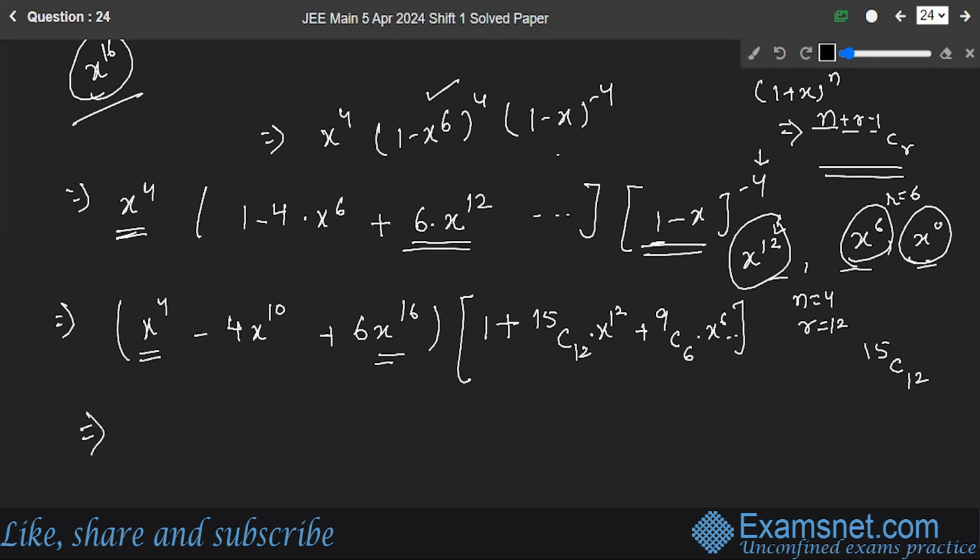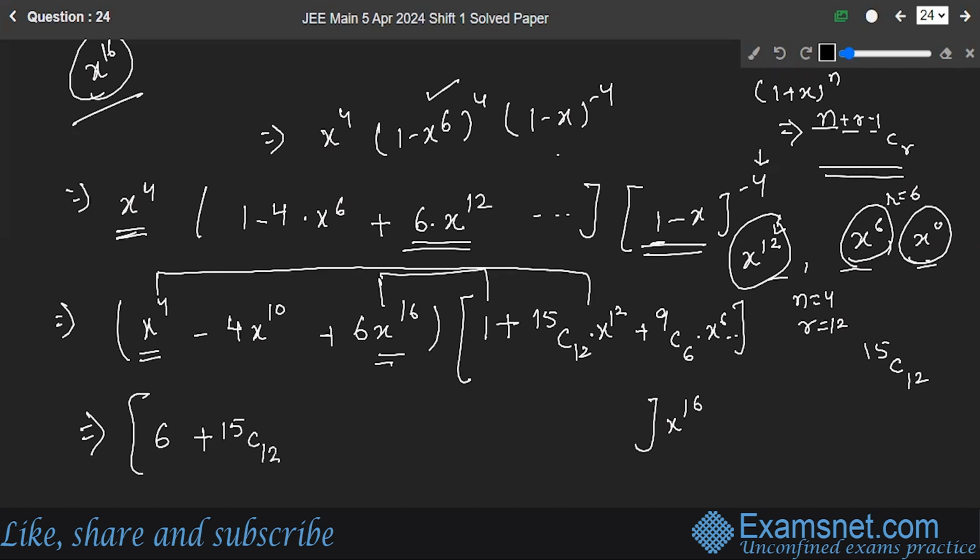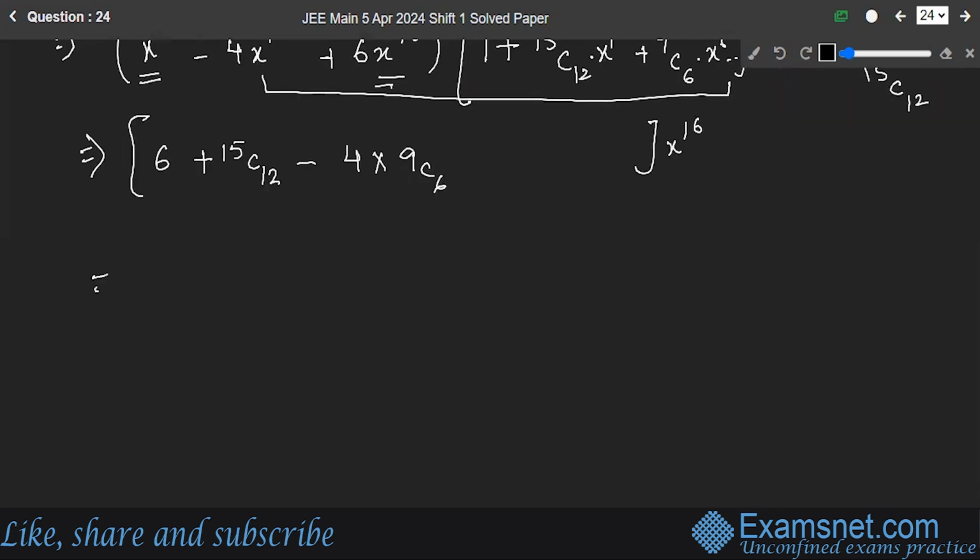Now let's multiply only the ones we are interested in. So this is 6 into x power 16. Let's keep x power 16 outside now. The very first one will be 6 over here, and then this is x power 12 with x power 4, so this will give me 15C12. And minus 4 into 9C6, because the x power 6 term will be multiplied with this one. This is the one. Let's solve.